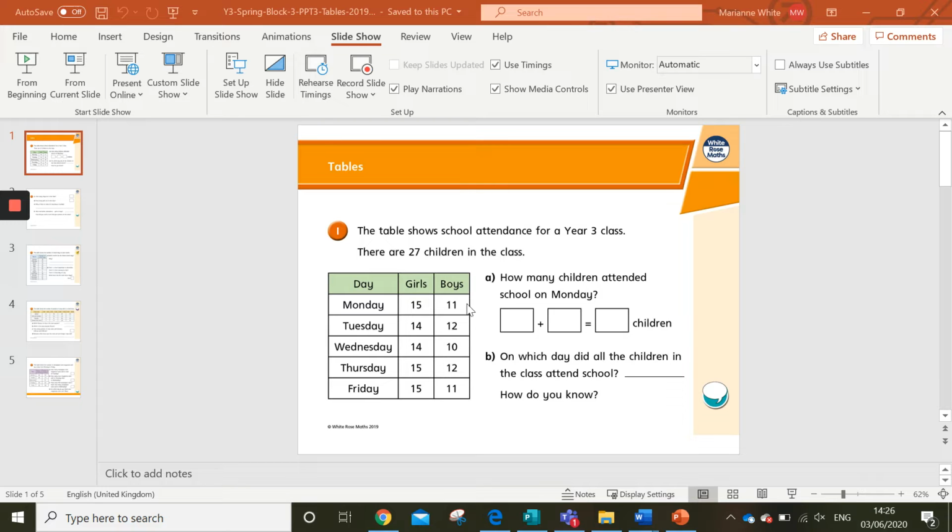To discover the answer to this question, you will need to add together the number of boys and girls who were in school on each day. So for example, on Wednesday, if I add together 14 girls and 10 boys, I would have 24 children in school. And that means that not everybody is in because there are 27 children in the class. So work through all the days to discover which day all the children attended.